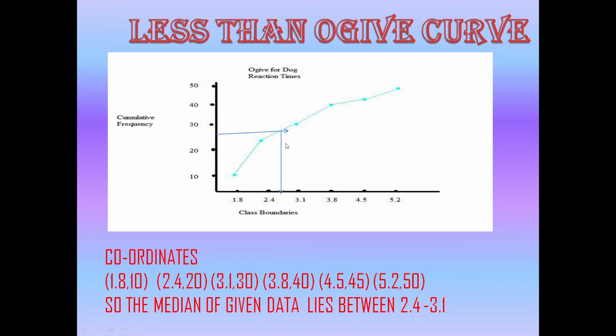This you can easily identify. This is a very important thing. Okay children, so here 2.4 to 3.1 is the class interval having the median of the given data. So what is the accurate value of this given data? We can see in the graph, because if we apply the graph you can get the correct answer. But the class interval of the median is 2.4 to 3.1, lies between 2.4 to 3.1.